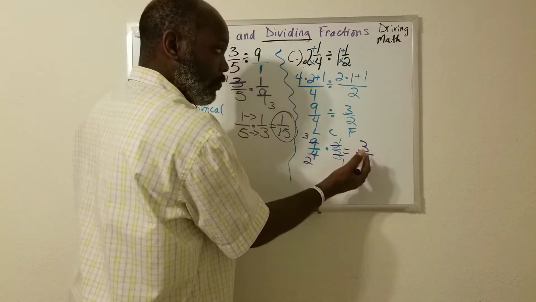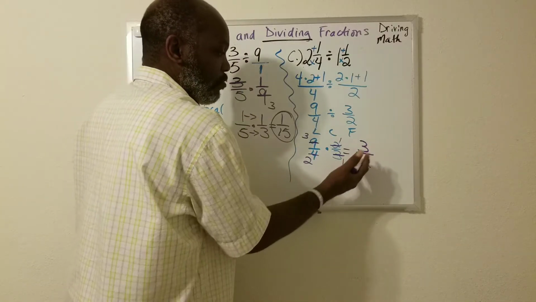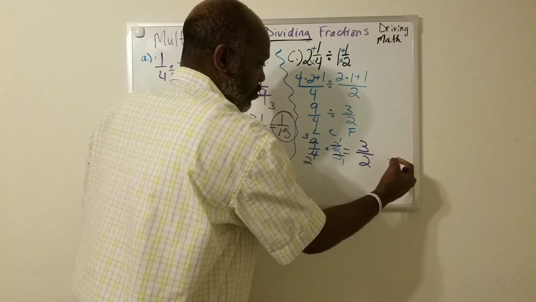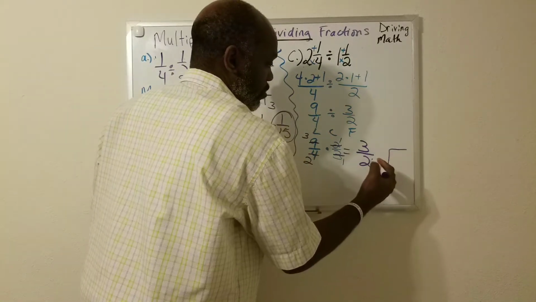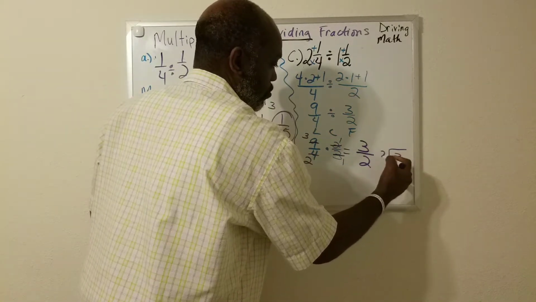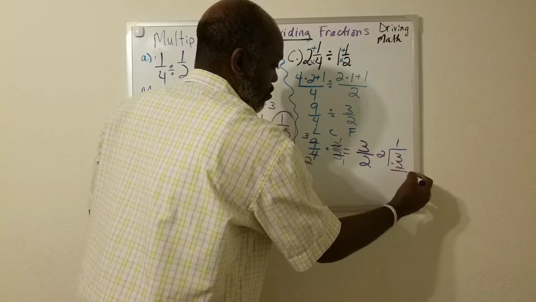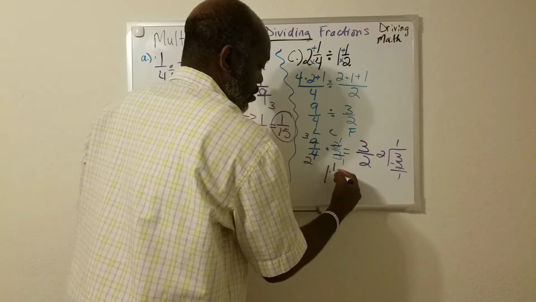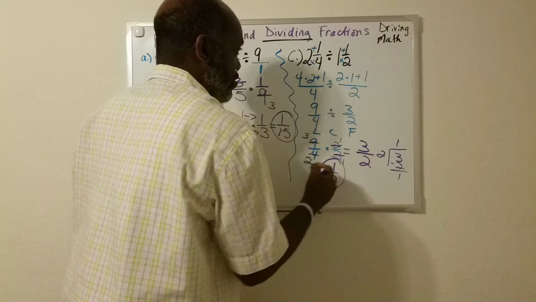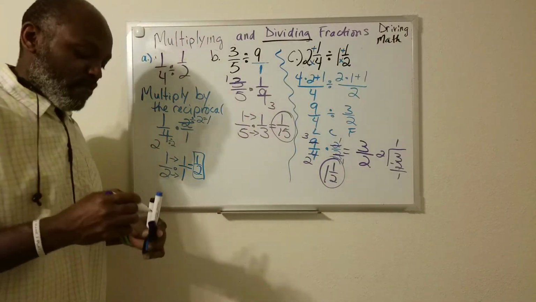And so does that look familiar, right? So you look for patterns in math. So what we have is 3 divided by 2, okay? And 3 divided by 2 gives us 1 and 1/2 as our answer. And that's how you divide fractions.